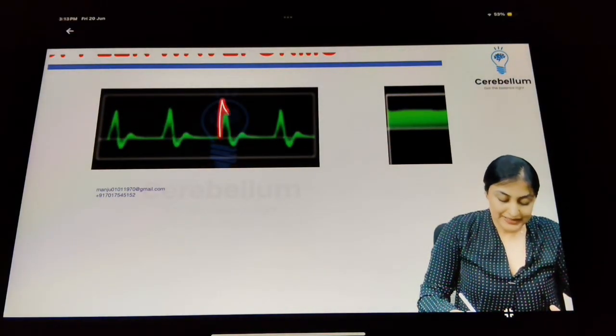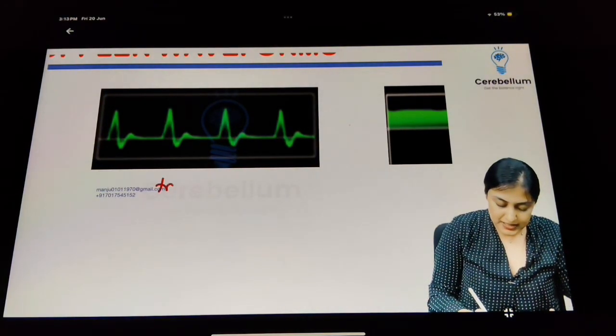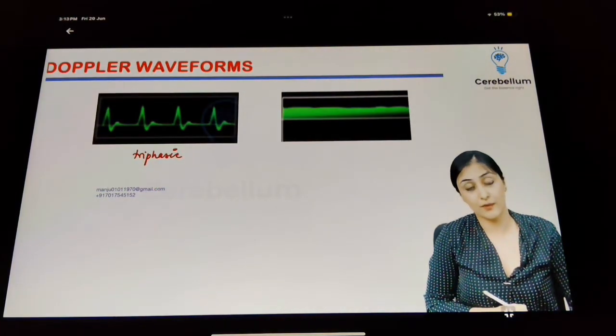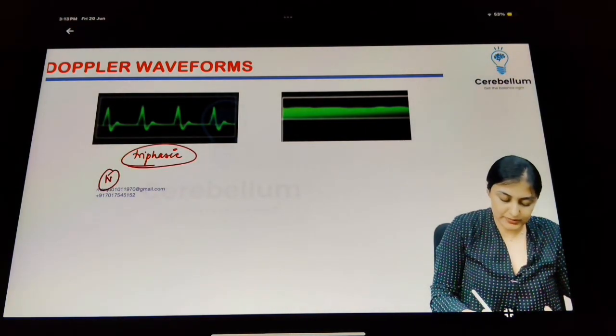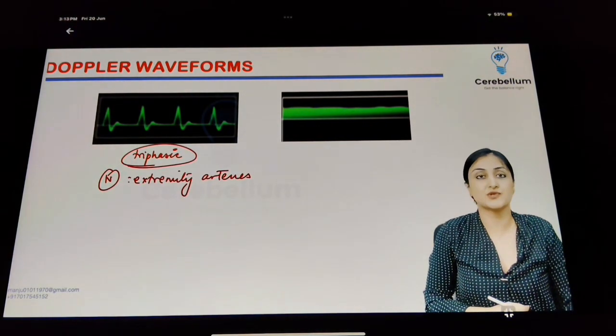Look at this. Peak high in systole, reversal in diastole, and then there is one more peak. So there are three peaks that you are seeing. Such a waveform is called a triphasic waveform. Such a triphasic waveform you're going to see in the normal extremity arteries. So your normal femoral artery, normal popliteal artery, all of these should show you triphasic.